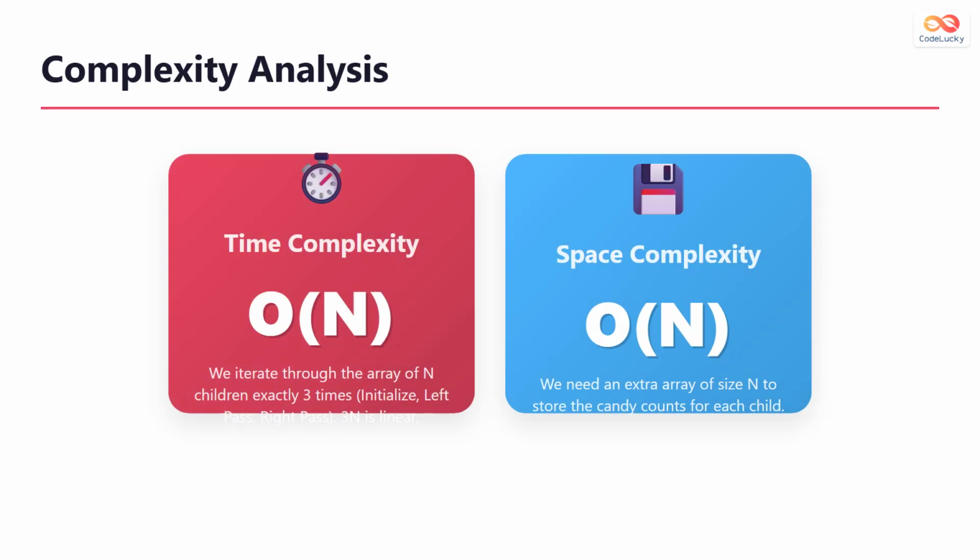This solution is highly efficient. The time complexity is big O of n because we iterate through the list a constant number of times, specifically 3 times. The space complexity is also big O of n, as we need to create an array of the same size as the input to store the candy counts.